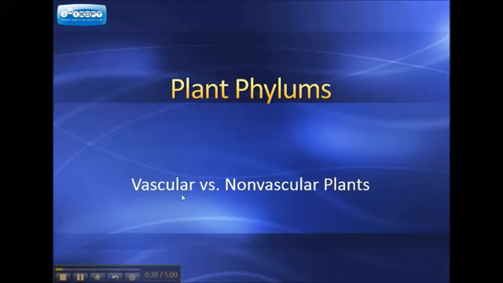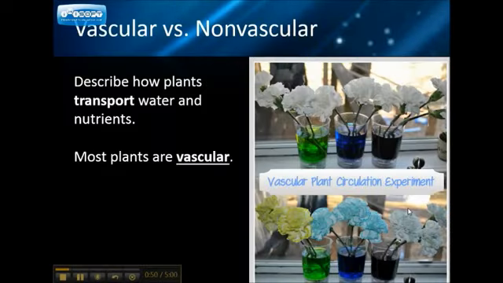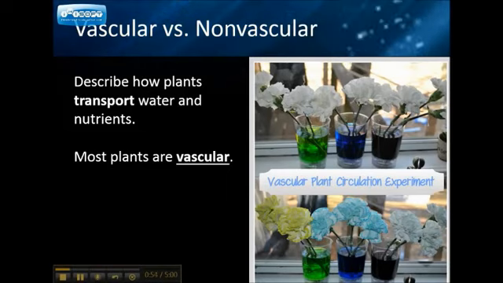The word vascular means tubes, that it has some sort of tube system that carries material throughout the plant, versus a non-tube plant like a moss that does not actually have tubes to carry water or food, but rather soaks up materials more like a sponge. Okay, so once again, those tubes, the vascular system, describes how plants transport water and nutrients.